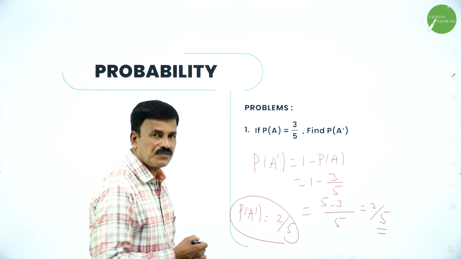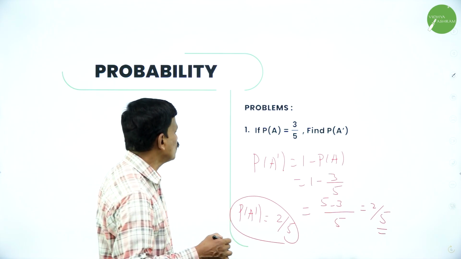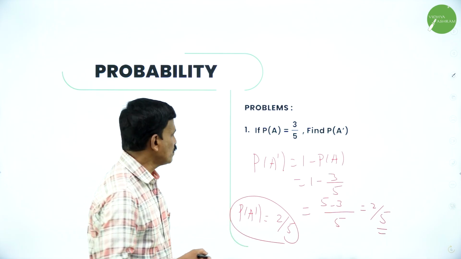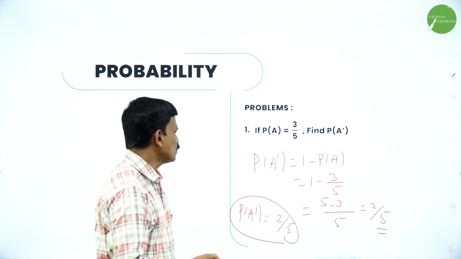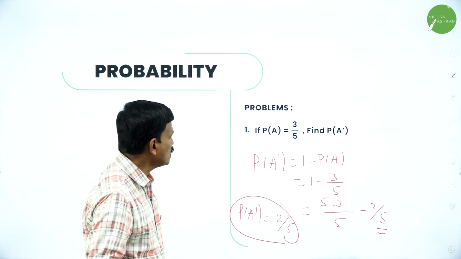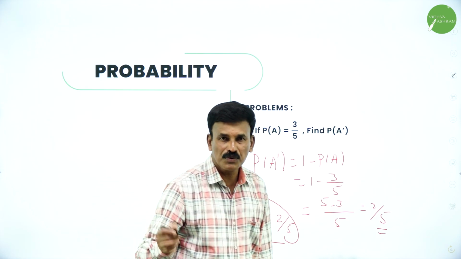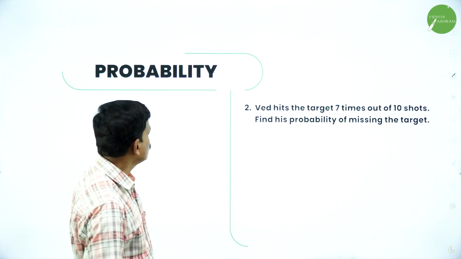Okay. So what is the formula for P of A dash? P of A dash is equal to 1 minus P of A, that is 1 minus 3 by 5, that's equal to 5 minus 3 by 5, which is equal to 2 by 5, the required answer. Okay. Hope you followed. Now move on to the next problem.